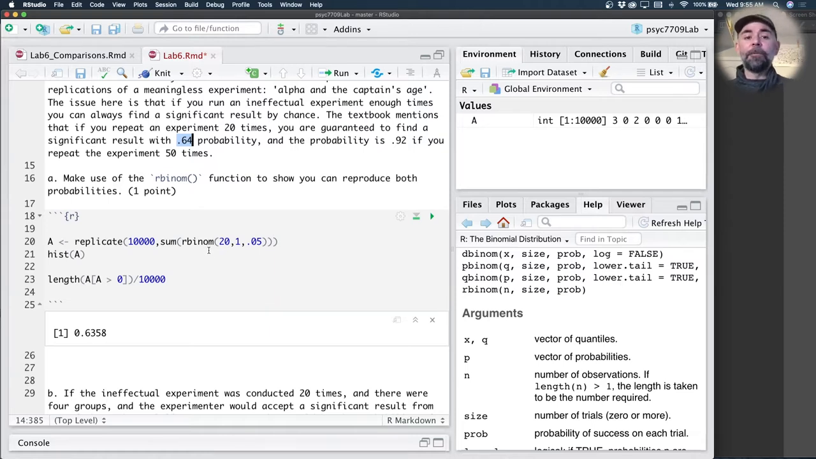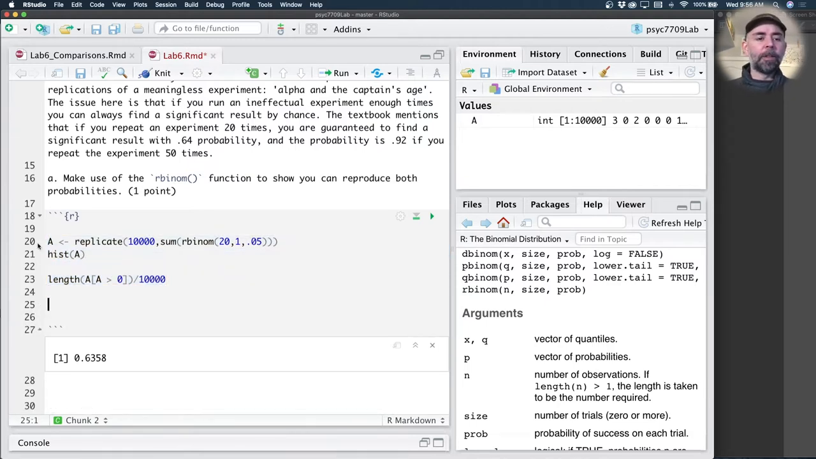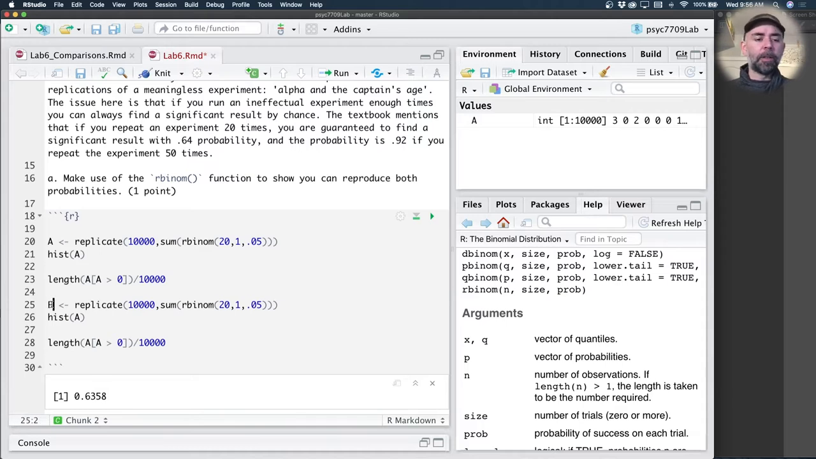So on average, you're guaranteed to find a significant result with 0.64 probability. So we simulated that here. Great, we got that first one done. Let's move on to the second one. Let's call this one B.